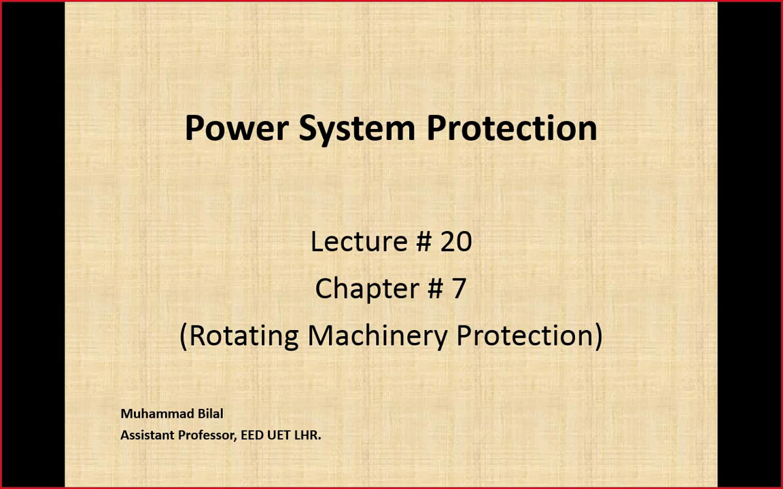Bismillahirrahmanirrahim. Today we start chapter number 7, which is related to rotating machinery protection. In our last two chapters that we have discussed in our last 9 lectures, we have covered the protection of transmission line. Here onward we discuss protection of rotating machinery. Rotating machinery includes motors and generators.